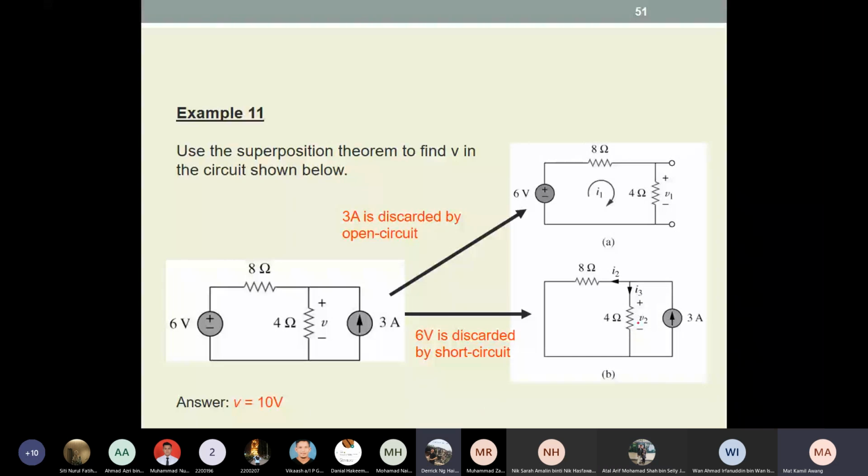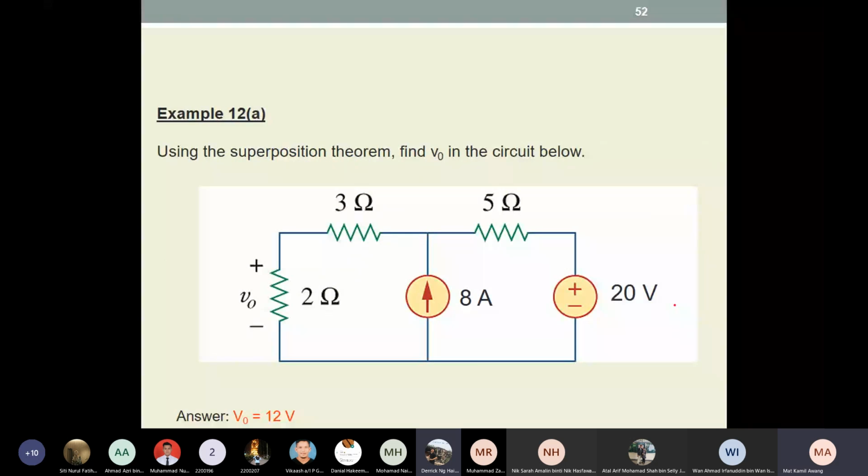So the voltage V2 here is actually 8 volts. This one is 2. So 8 plus 2 is 10. What about this one? Use the superposition theorem to find V naught in the circuit below.